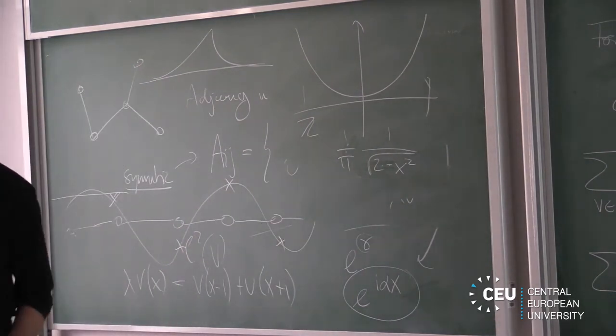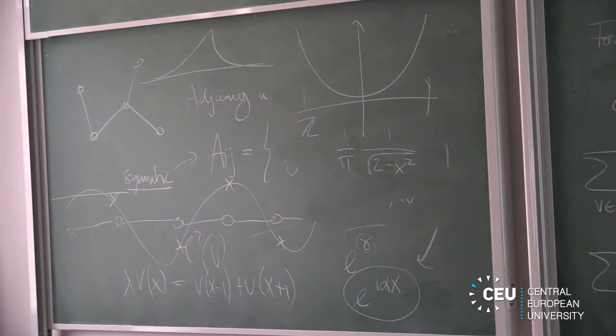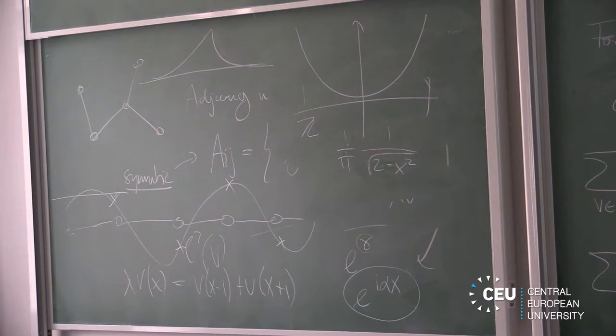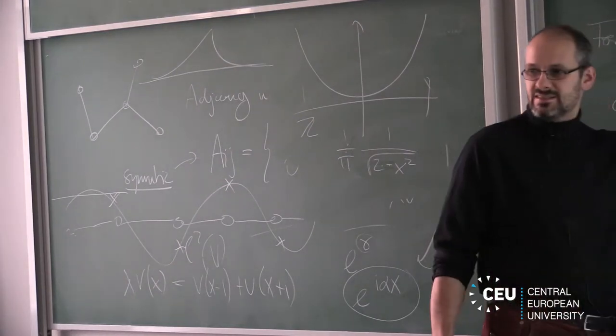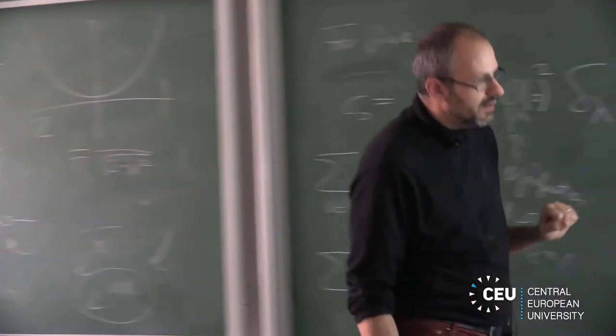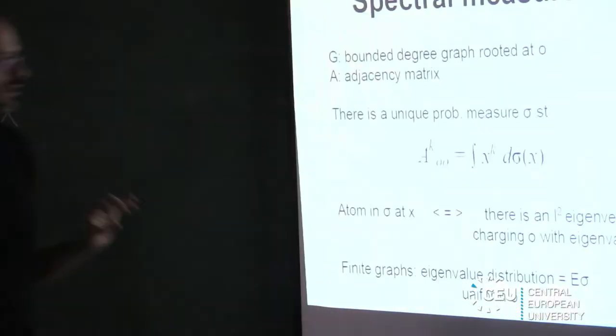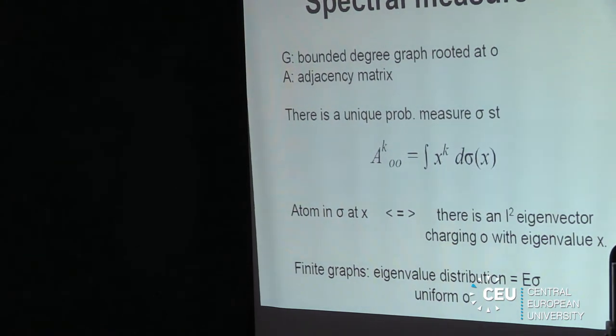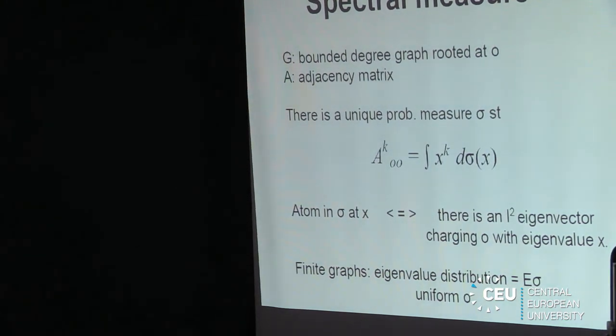Now, the nice thing about the spectral measure is that you can tell from it whether there are eigenvectors or not. Here is the correspondence. You have an atom in sigma at the point x, so an atom in the measure is a point mass, like this delta lambda, if and only if there is an L2 eigenvector with eigenvalue x which charges the point O, that is, non-zero at the point O.